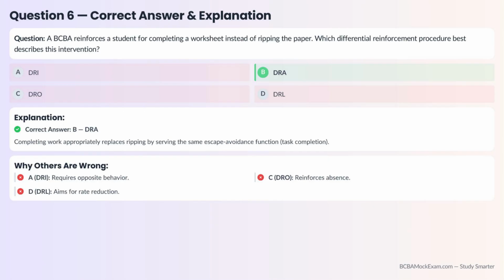The correct answer is B, DRA. Completing the worksheet is being reinforced as the appropriate replacement for ripping. The function is related to task completion and possibly escape from work once it's done, and we've given the learner a healthier way to meet that goal. Option A, DRI, would require a behavior like keeping hands folded or placing the pencil down, something that makes ripping impossible. Option C, DRO, would simply reinforce any interval in which no ripping occurs, with no requirement to complete work. Option D, DRL, would allow some ripping but at a lower rate, which clearly isn't the plan. So whenever the new behavior achieves the same outcome in a better form, label it DRA.